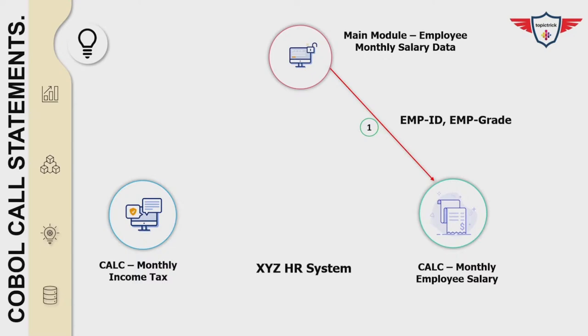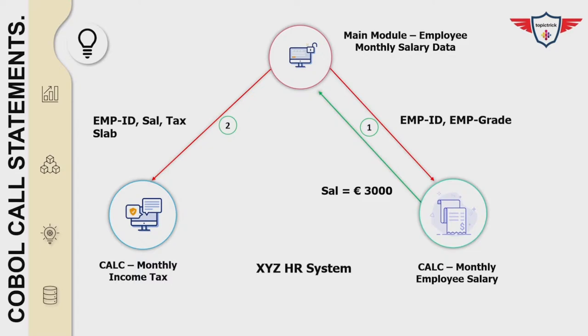The subprogram calculates employee salary and returns the value to the main program. Similarly, in the second call, the main program passes employee ID, salary and tax slab as input to the second subprogram. The second subprogram calculates the tax and returns the value to the main program.